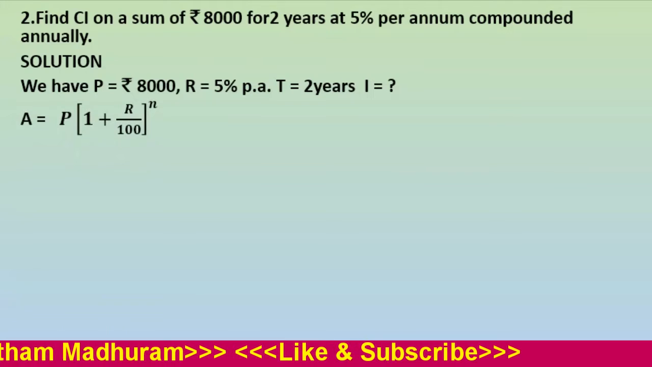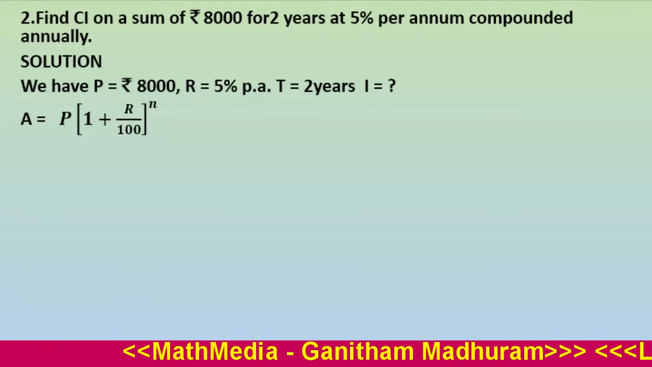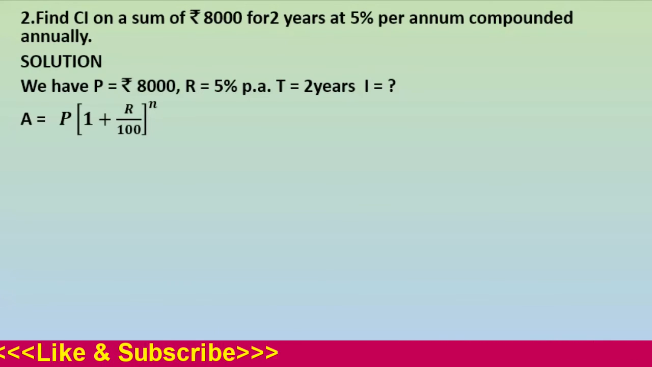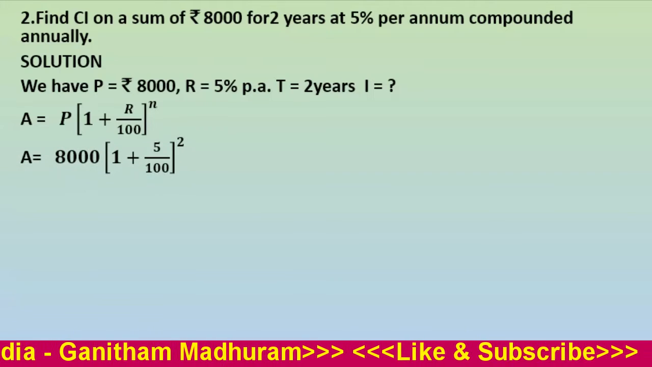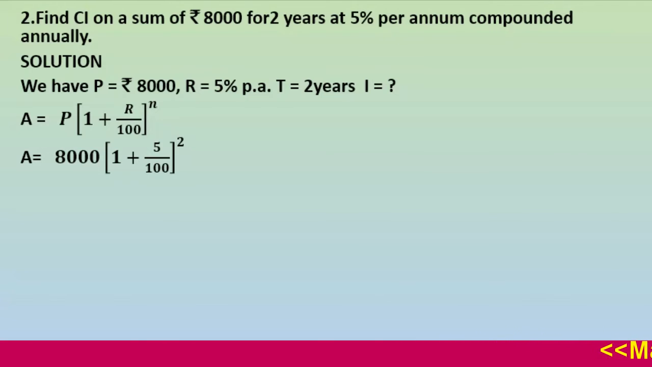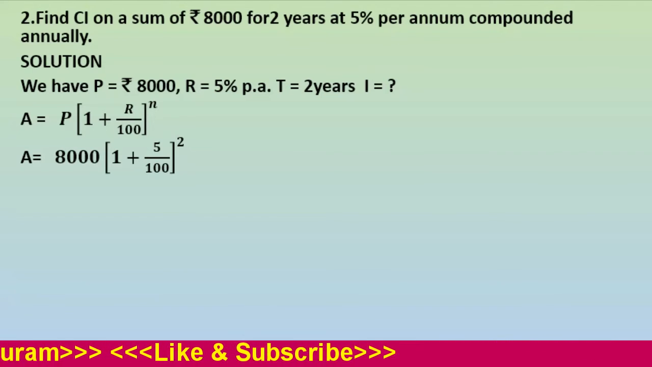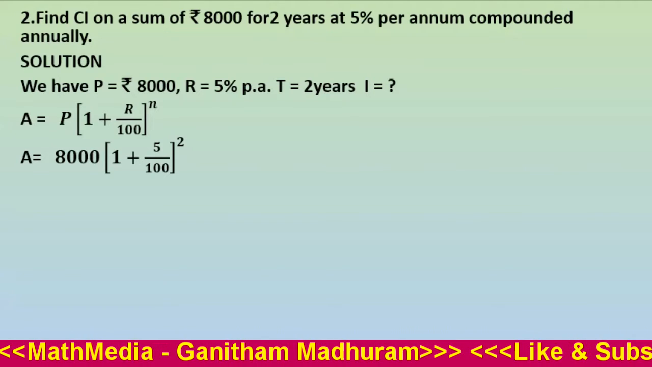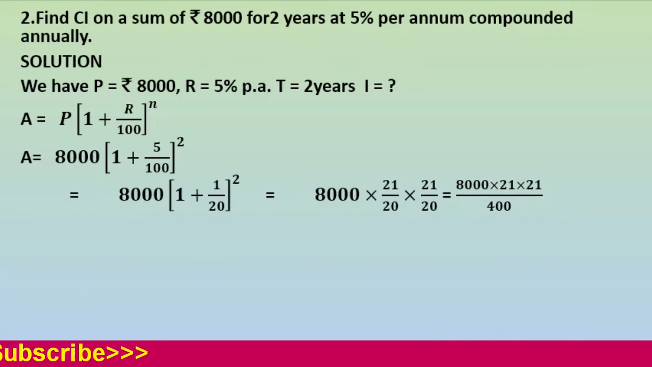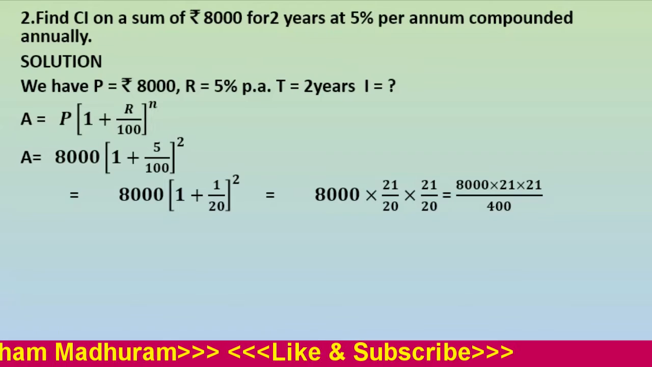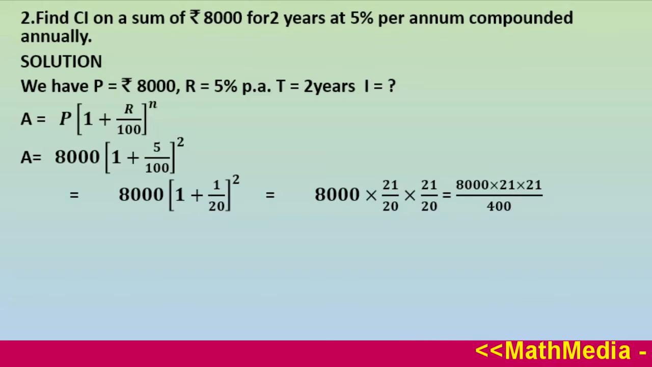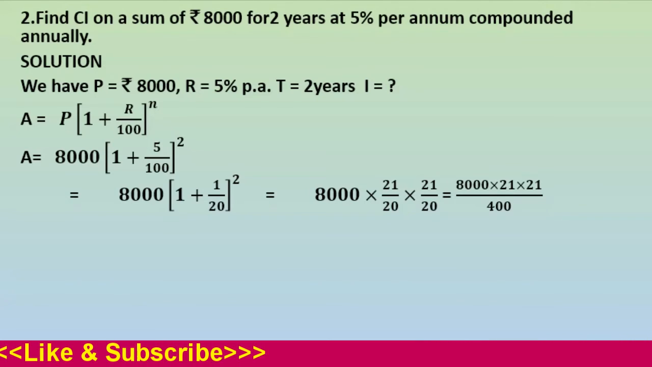We can write the formula amount A equal to P into 1 plus R upon 100 raised to N. Substitute the values given here. So we get 8,000 into 1 plus 5 upon 100 raised to 2. N is the time period, so here time is 2 years, so we can write here N equal to 2. 5 and 100 can be cancelled, we get 1 upon 20. Now after taking the LCM, inside the bracket we get 20 plus 1 is 21 upon 20.